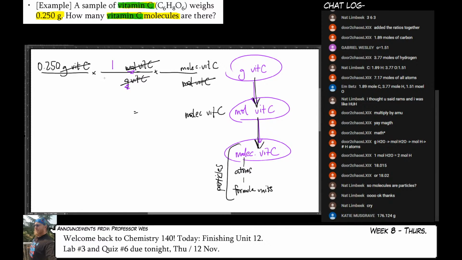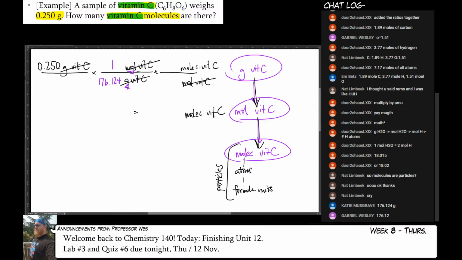So in 1 mole, there are 176.124 grams. Now, if you don't have that extra 4 in there, odds are it's probably not going to affect our calculation because we're only going to be good to 3 sig figs anyway here. And then over here, in this last calculation, in a mole of vitamin C, how many molecules are there?